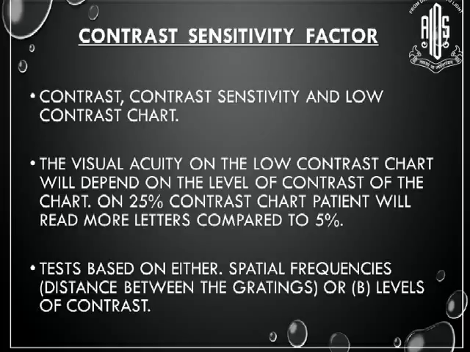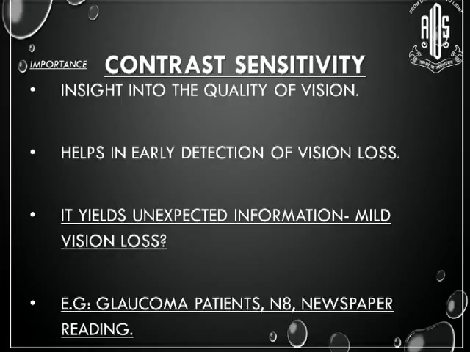The problem of advanced glaucoma is the contrast sensitivity. The visual acuity with low contrast will depend on the level of contrast of the chart. It has been seen that with a 25% contrast chart, the patient will read more letters compared to the 5% chart. It gives insight into the quality of vision, helps in early detection of visual loss, and gives some unexpected information, such as mild vision loss also.